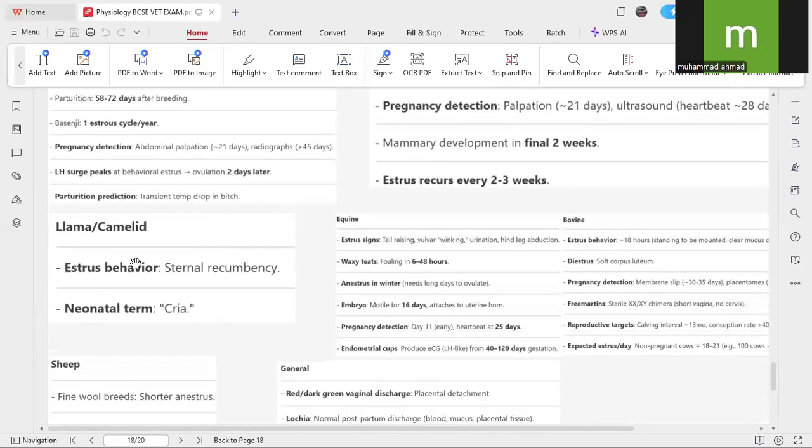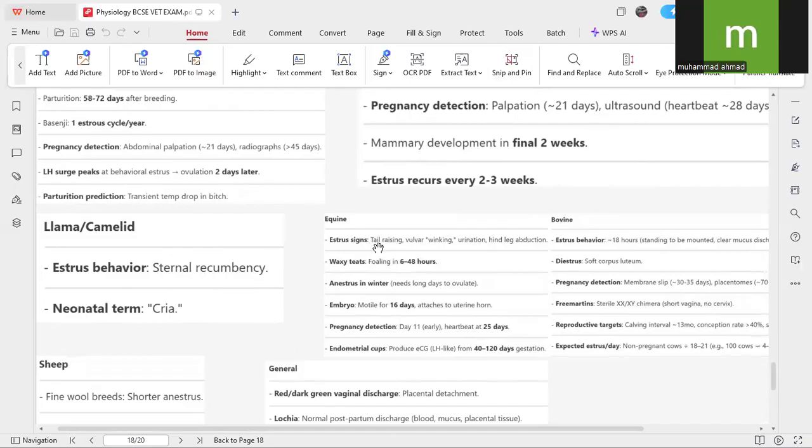Llama, camelid: external recumbency shows the stress behavior. Their neonate is called a cria. This is important, so there may be one or two questions from this estrous cycle.